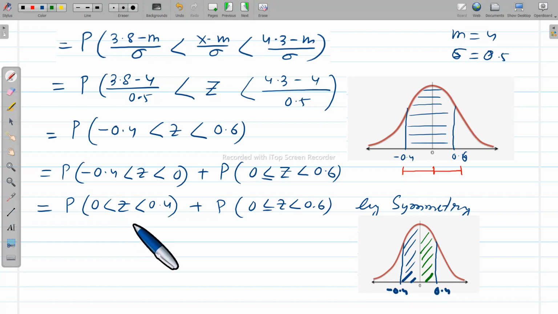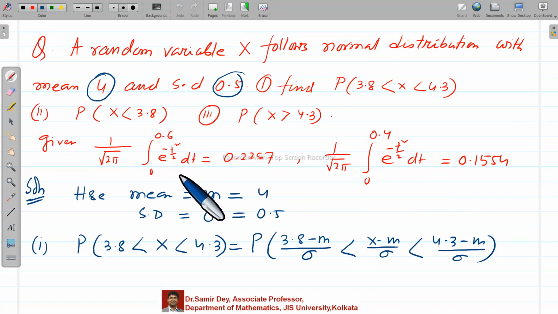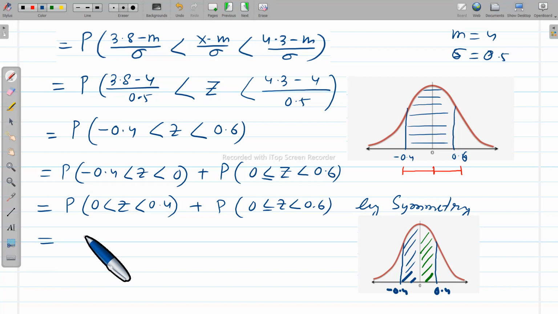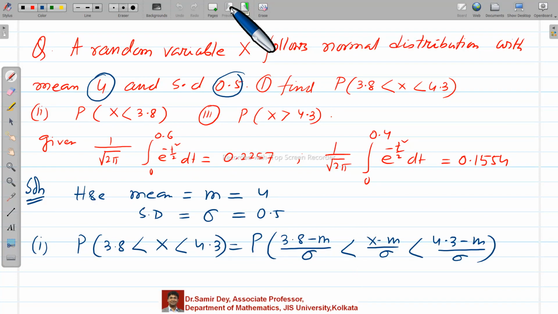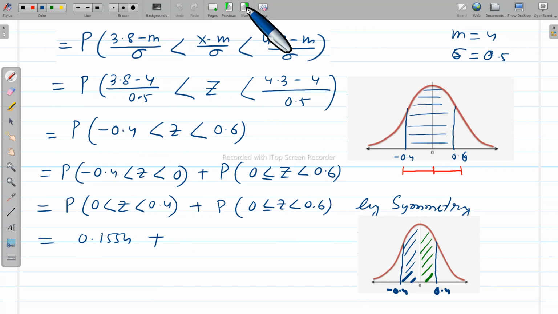Why are we considering this? Because our given information is based on 0 to 0.4. Clear? Now from the given information, 0 to 0.4 is given 0.1554. So please write down 0.1554 plus, what is the second information? It is coming 0 to 0.6 is 0.2257.